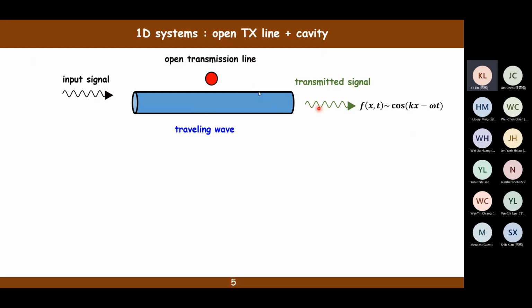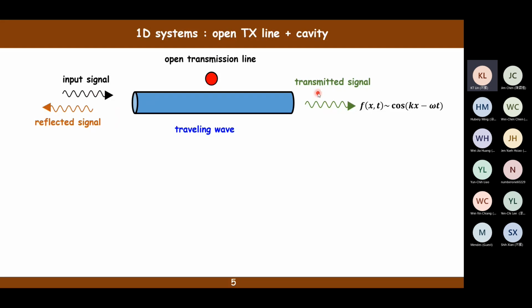Now, suppose we have a single atom here, a two-level atom, and then after the interaction between the input signal and the qubit, we can have a reflected signal. This means that the atom can absorb the photon and re-emit the photon to the left-hand side. So in experiment, they can measure the two signals, the reflected signal and the transmitted one.